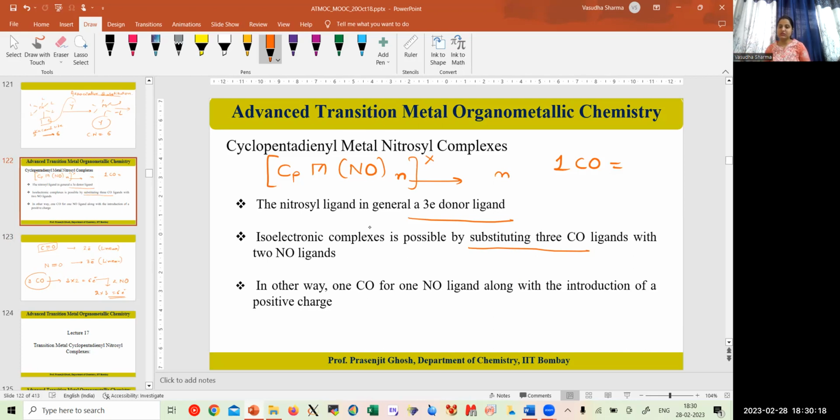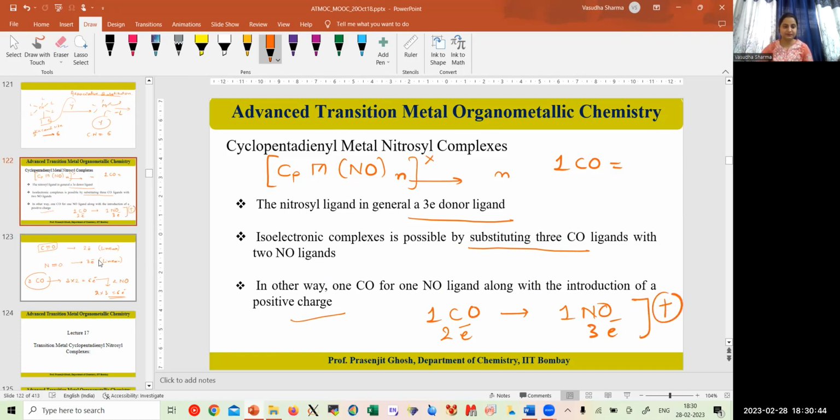By substituting 3 carbonyl ligands with 2 NO ligands, or in other words, 1 CO for 1 NO ligand, along with the introduction of a positive charge. So if 1 CO is being replaced by 1 NO, earlier it was a 2-electron donor to the metal, now a 3-electron species is coming, but to keep it isoelectronic it will give you the positive charge.